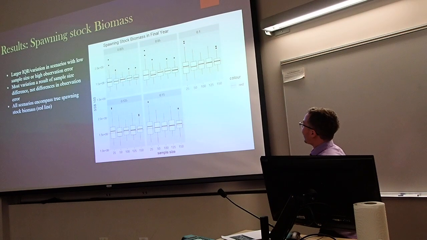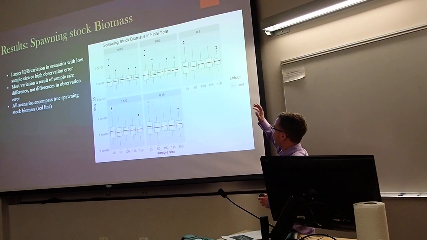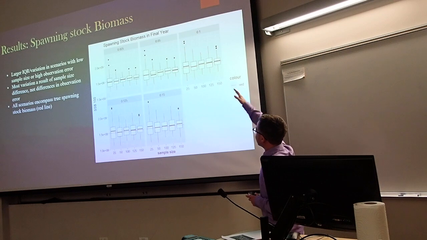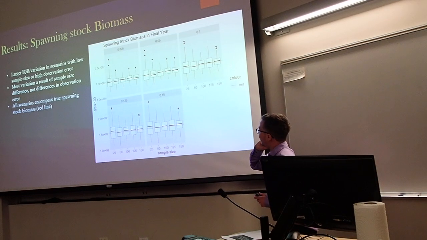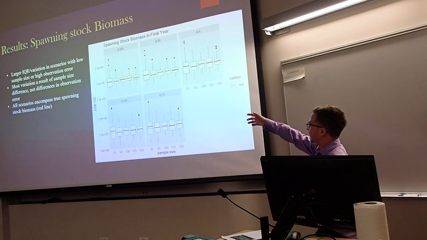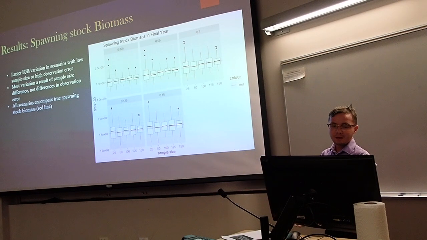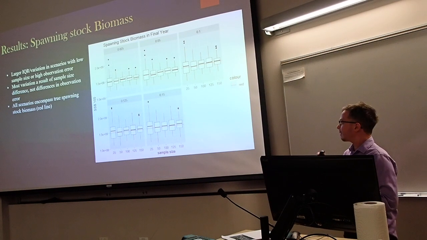You can also see that the vast majority of variation in these is being driven by the sample size. You can see when you move in these different panes that it doesn't change all that much, but it changes quite a bit when you move through the sample size. You can also see that this red line here is the truth that we specified in the operating model. And you can see all boxes encompass the truth, which is good. It means there's low bias.